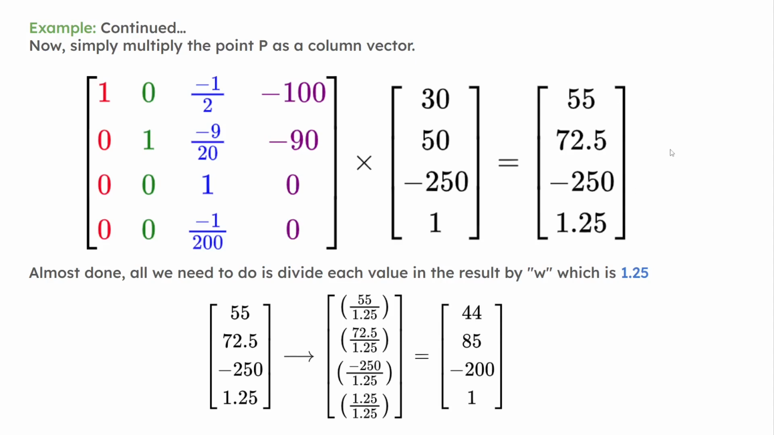All right. Now notice the W value is not 1, it is 1.25. We need to divide each of these four values by W. So if we divide each of these four values by W, which is 1.25, we'll get our final answer. We have done this division here, and we get our final answer, which is 44, 85, -200, and 1. So we only need to extract the x, y, and z values, which are x prime, y prime, and z prime. So our x prime is 44, y prime is 85, and z prime is -200. And we don't need to care about our W value here, which is 1.